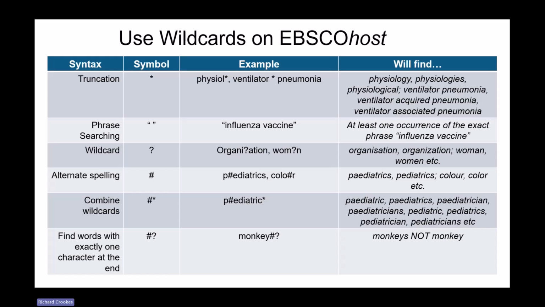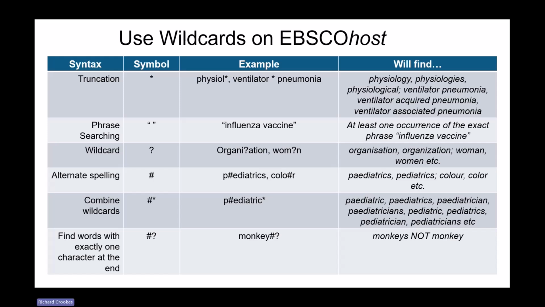For alternate spelling, you would use the hash wildcard, which my US colleagues refer to as the pound sign. So don't be confused by that in the context of searching. That means if you put hash after P before E in pediatrics, you'll find the US and UK spelling. And for color, for behavior, etc., if you put the hash wildcard after the O before the R, you'll find alternate spelling there. Of course, you can combine them. So you see an example there where the hash wildcard within pediatrics is combined with the asterisk. So you would find pediatric, pediatricians, pediatrician, etc.